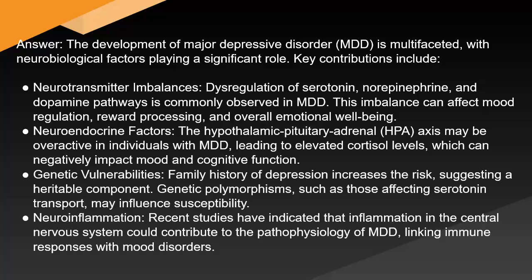Neuroendocrine factors. The hypothalamic-pituitary-adrenal (HPA) axis may be overactive in individuals with MDD, leading to elevated cortisol levels, which can negatively impact mood and cognitive function. Genetic vulnerabilities. Family history of depression increases the risk, suggesting a heritable component. Genetic polymorphisms, such as those affecting serotonin transport, may influence susceptibility. Neuroinflammation. Recent studies have indicated that inflammation in the central nervous system could contribute to the pathophysiology of MDD, linking immune responses with mood disorders.